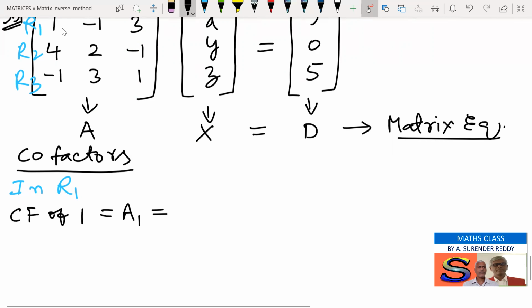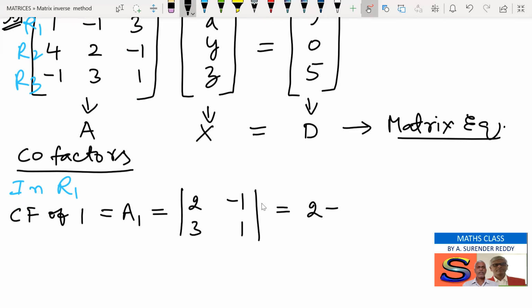So the first row, first column: eliminating the first row and first column, we take the remaining 2, minus 1, 3, 1. So 2 into 1 is 2, 3 into minus 1 is minus 3, minus minus plus 3. 2 plus 3, the cofactor is 5.